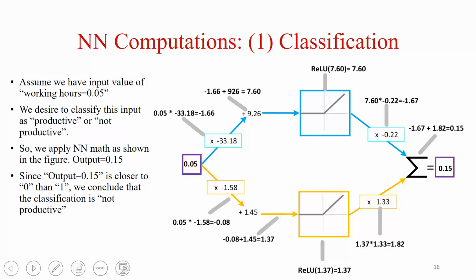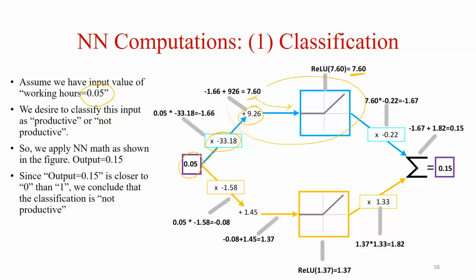All right, so let's see how the computation is done. In this case, we will assume that we have a working hour of 0.05. Very small amount of time. And we know ahead that this should give you a classification of not productive or a very low result. So what we do, we take this input, we multiply it through this connection with this weight, then we add the bias of the first node. Then the result here we apply to ReLU, and the ReLU result is 7.6.